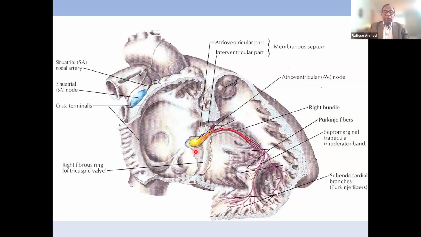AV node, even though it's drawn as a round structure, it's a little bit more complex. It has a lot of trabeculae around here. It's not really round as it is depicted in this picture. And then we have the His bundle and the right bundle, and the left bundle goes, the right bundle comes on the surface. And that's why when we put a catheter, we can easily damage it. And it's a small structure.